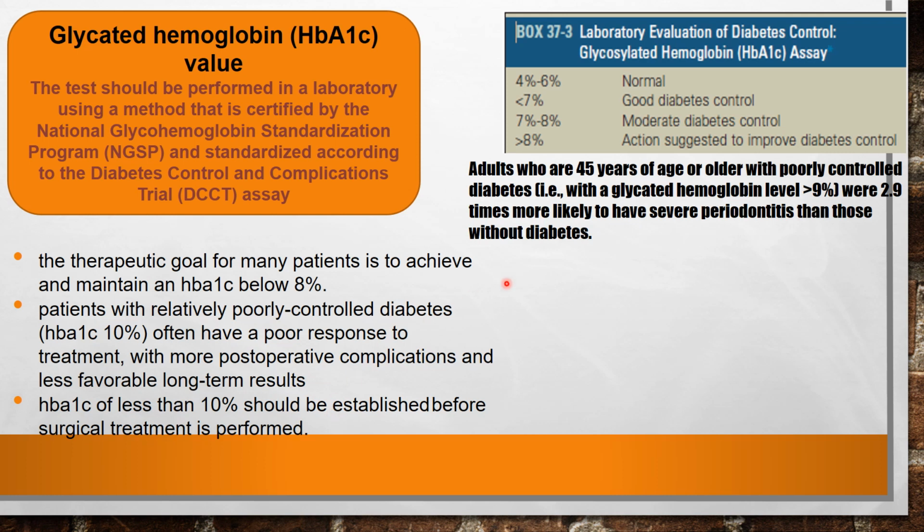There are various studies proving that adults who are 45 years of age or older with poorly controlled diabetes, that is greater than 9%, were 2.9 times more likely to have severe periodontitis than those without diabetes.